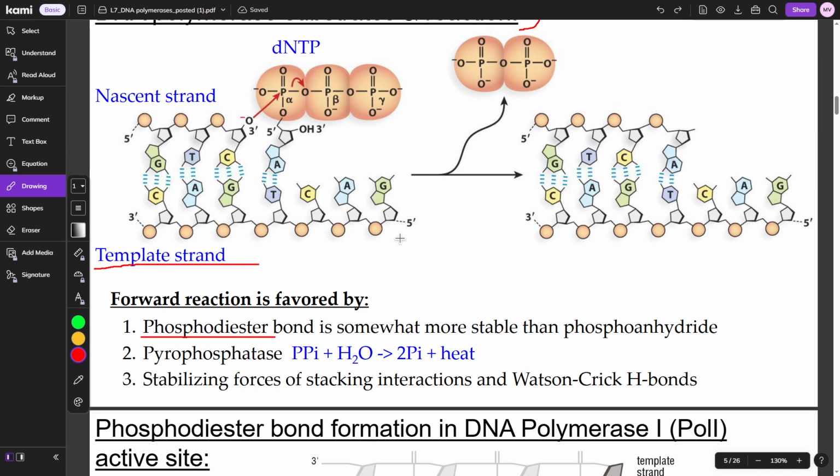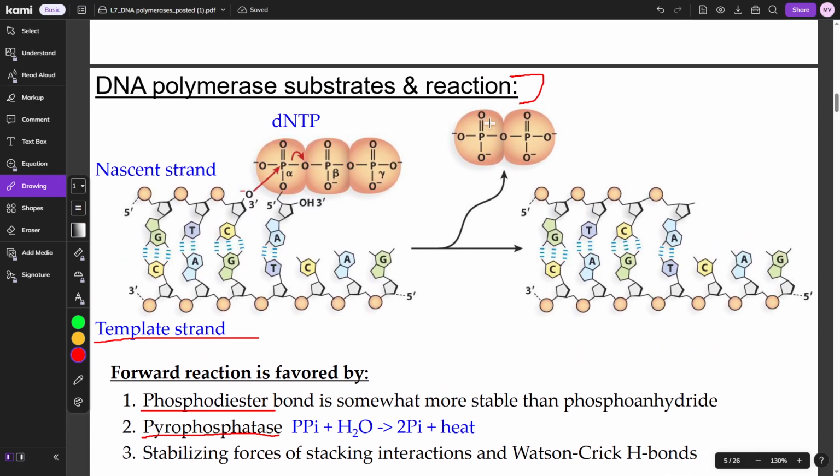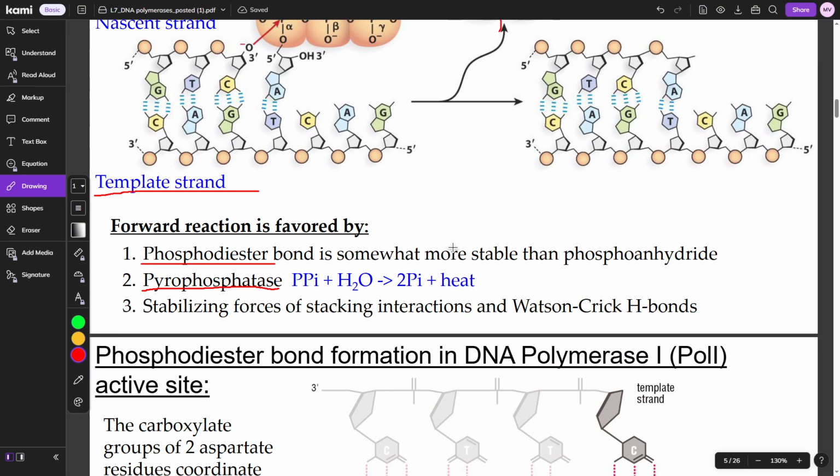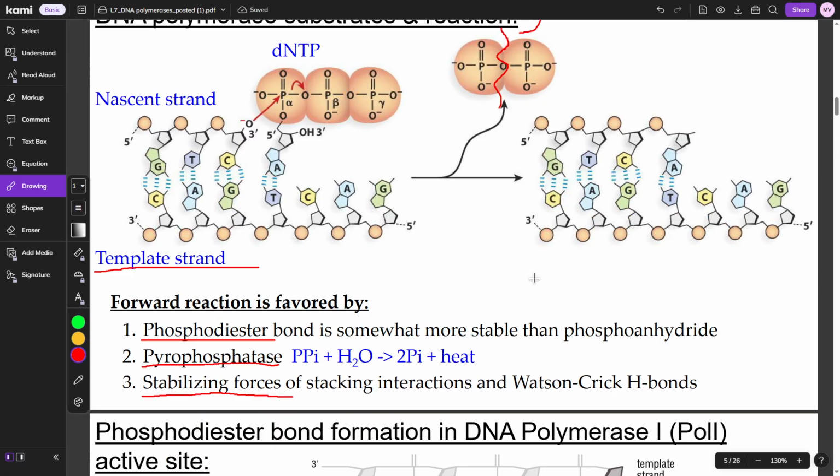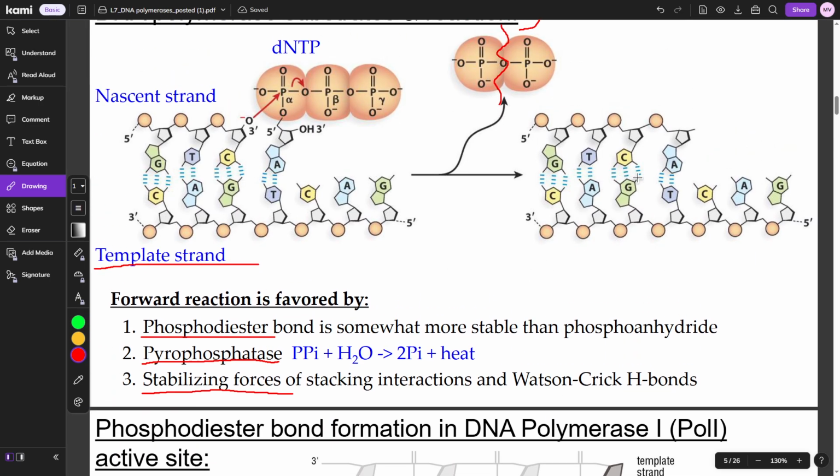And so that's one reason it's favorable. The second reason, like I said before, is pyrophosphatase, the cleavage of this pyrophosphate to release 30 kilojoules. That's very stable. And the third thing is the stabilizing interactions for the Watson-Crick H bonds. So the fact that we have these H bonds stabilizes that version, and so that makes it a more favorable product to form.